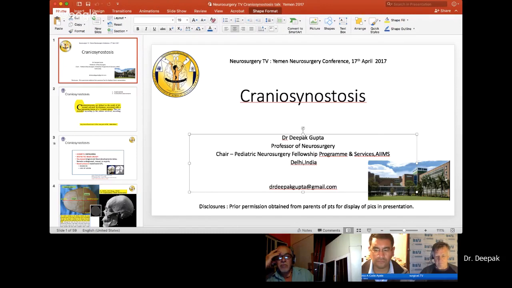So I am presently a professor of neurosurgery and also the chairman of Pediatric Neurosurgery Fellowship Program at All India Institute of Medical Sciences, New Delhi in India. I do not have any disclosures, and because in craniosynostosis I had to put a lot of pictures of these children, I do have prior permission from the parents for display of pictures in this presentation.